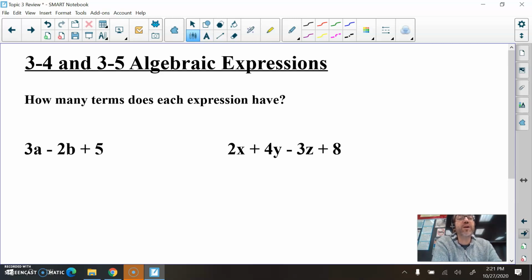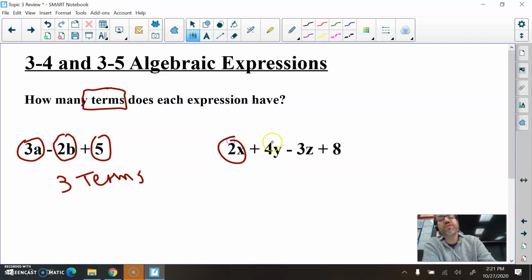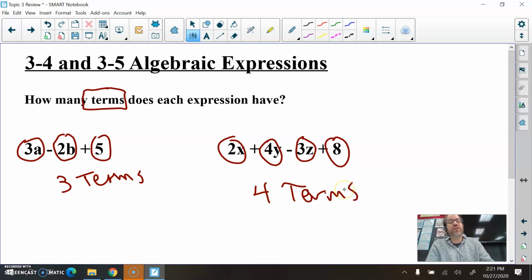All right, algebraic expressions. We need to talk about what terms are. Terms are separated by plus signs and minus signs. So how many terms are there in this expression? We have one here, and one here. They're separated by these minus and plus signs. So we have 3 terms here. This one over here, we have a term, here's a second term, here's a third term, here's a fourth term, all separated by the plus and the minus signs. So we have 4 terms here. So we need to know what terms are.